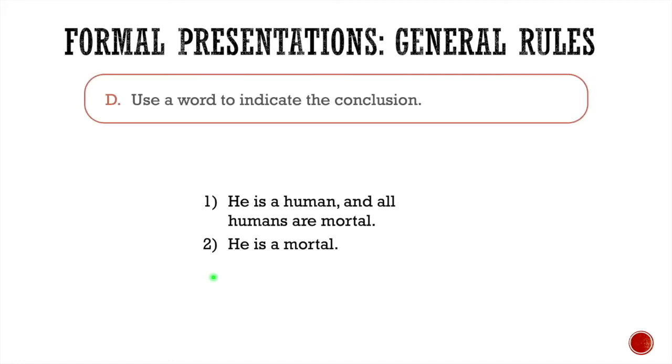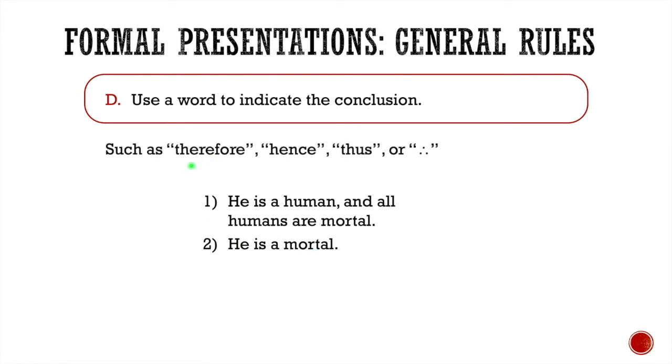Now the next rule is D, use a word to indicate the conclusion. Okay, so here's my conclusion. You can use words such as therefore, hence, thus, or sometimes you'll see this triple dot, which also means therefore. It means the same thing as these. So you can put any of those in your conclusion to indicate that this is the conclusion, and I'm going to just put therefore. So therefore he is mortal.